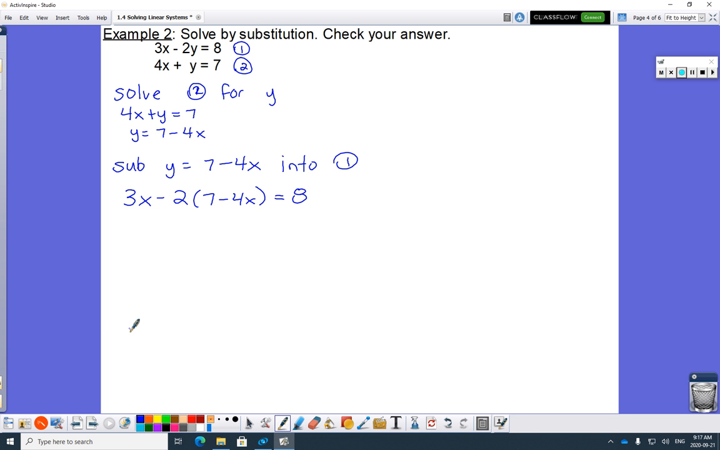So here is decision time. How much work do I need to show? And it doesn't matter. I don't judge. Show as much work as you want to, okay? So if you are an arrow person, draw some arrows. -2, so that's going to affect the sign. So -2 times 7 is -14. -2 times -4x is positive 8x.